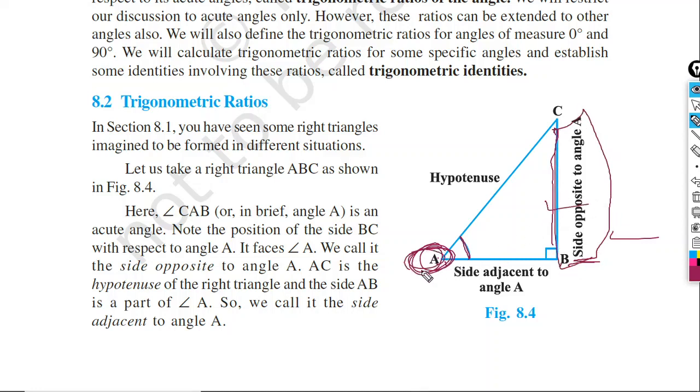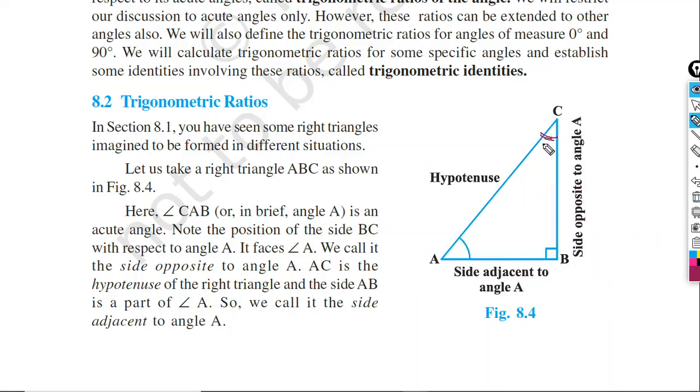Side adjacent to angle A will be AB. You can say, sir, AC is also an adjacent side. Yes, it is adjacent, but it is the hypotenuse in this case, as it is a right angle triangle. So AC will be the hypotenuse. AB will be the side adjacent of angle A, and BC will be the side opposite of angle A. Now we considered angle A. You can also consider angle C.